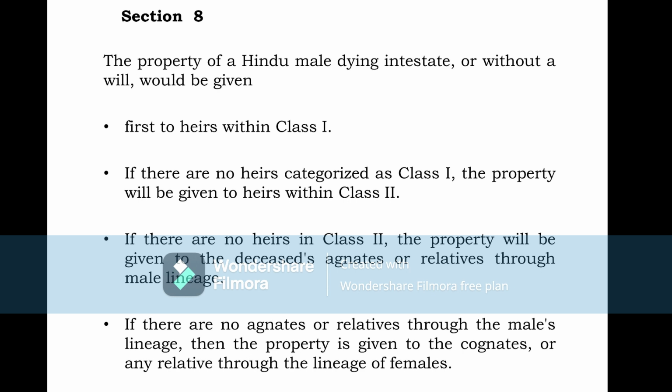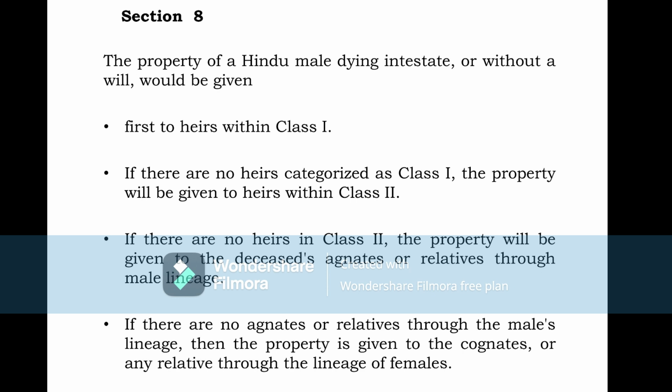If all the 16 class 1 heirs are absent, then the property is given to the class 2 heirs. If all the class 2 heirs are also absent, then the property shall be given to the agnates. And if all the class 1, class 2 and agnates are absent, then lastly the property shall be taken by cognates. So this is the order given under Section 8: first class 1, if there are no class 1, class 2. If there are no class 1 and class 2, then agnates. If there are no class 1, class 2 and agnates, then lastly it is the cognates who will take the property.